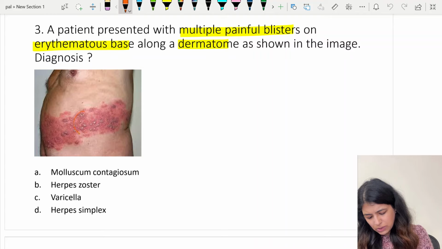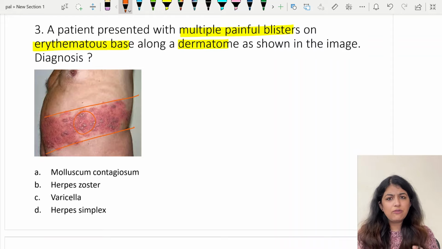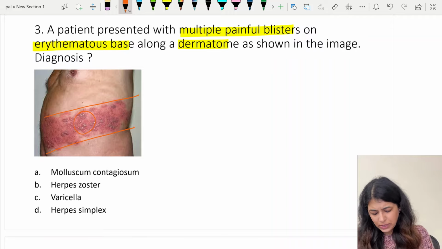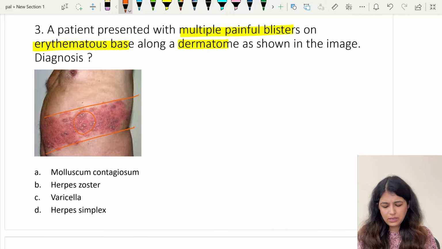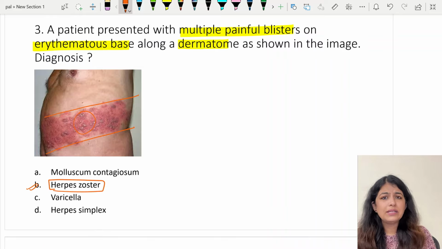What do you see? You see all these blisters on a red base, and they are present on the trunk along a dermatomal distribution. So when this kind of clinical scenario is given to you, I don't even need to read the options here. The diagnosis here is option B, that is herpes zoster, because that is what presents in this classic image along a dermatome.